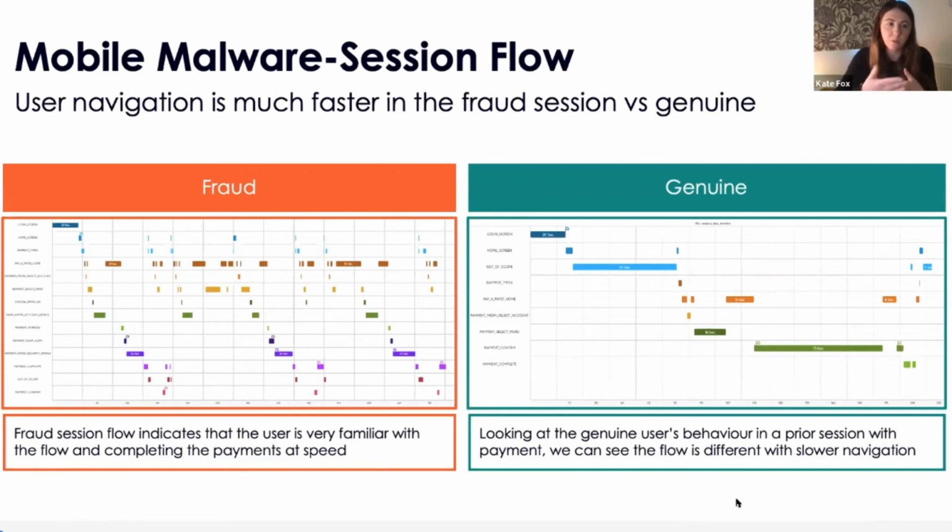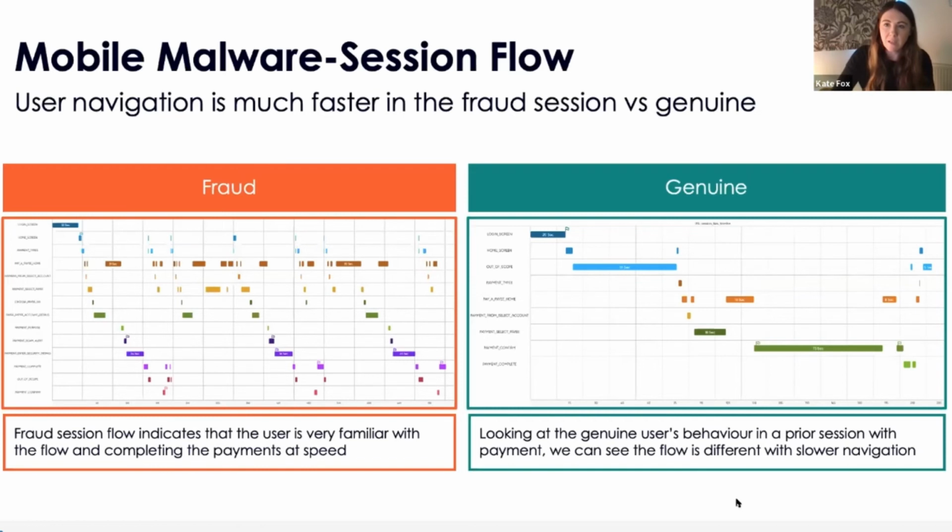So maybe at the point where they were adding a new payee, it's a very short period of time that they were in that part of the banking app flow when making the payment, which suggests that they are very familiar with the flow and complete the payments at high speeds. Whereas if you look at the genuine side, you've got your longer color bars, which suggests that they are taking longer. And that's what we typically saw for that genuine user.